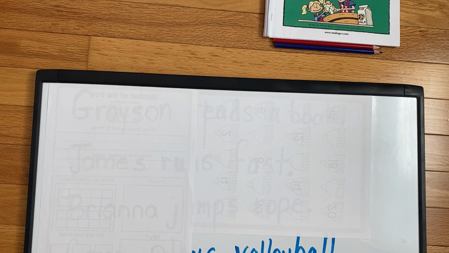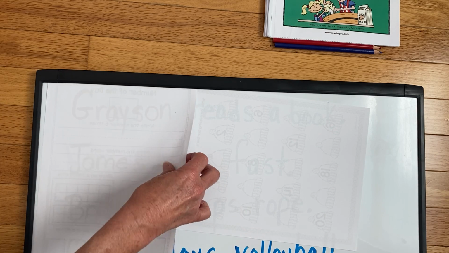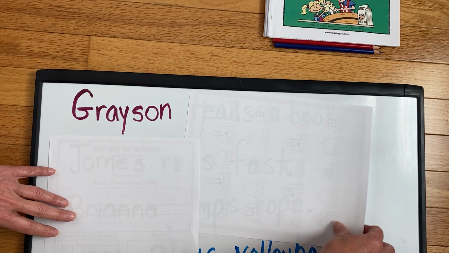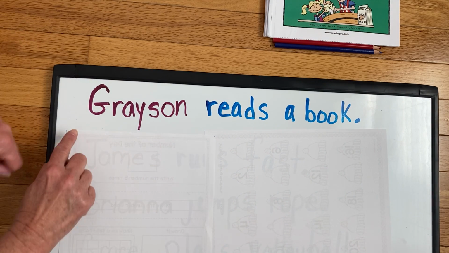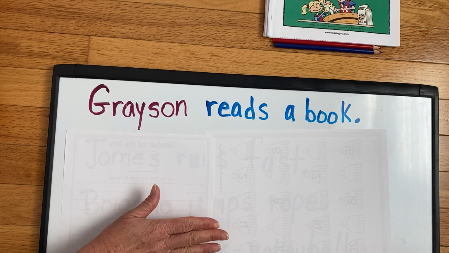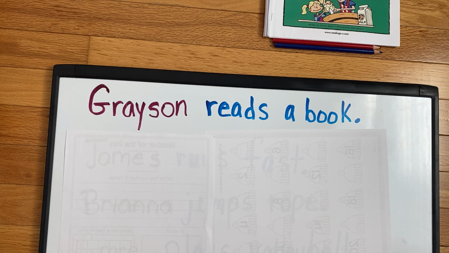The first part is called the naming part. The naming part of a sentence is who or what the sentence is about. And if you look at my very first sentence, I bet you see a name that looks familiar. You're right, it's Grayson. So the naming part of this sentence is Grayson because it's who the sentence is about.